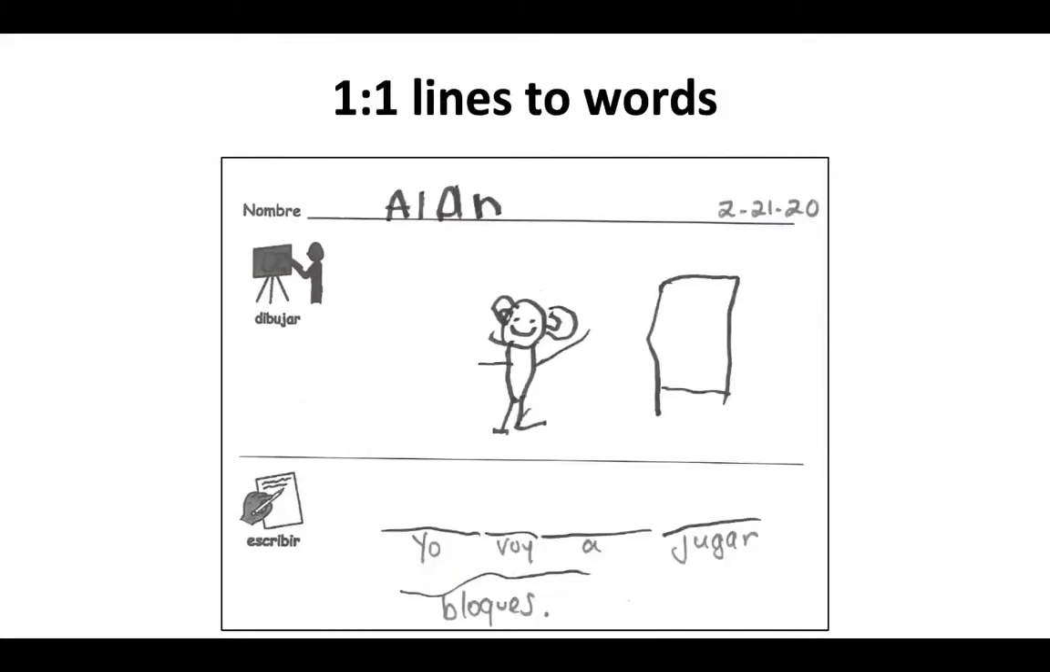Here's one where the child's actually starting to do one-to-one correspondence of the lines to the words. He wants to go play in blocks. "Yo voy a jugar bloques." And underwriting is a really good skill for the teacher, because he can't write yet. He didn't even want to attempt to make any letters. He doesn't understand that yet, but he does have his working memory activated and has the right amount of lines. So she just showed them, here's the grown-up way I do it.